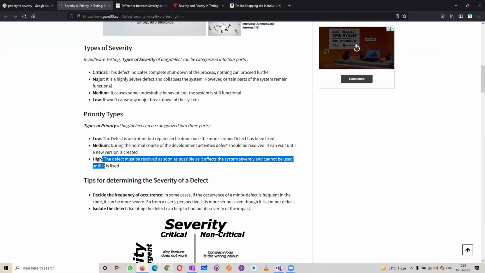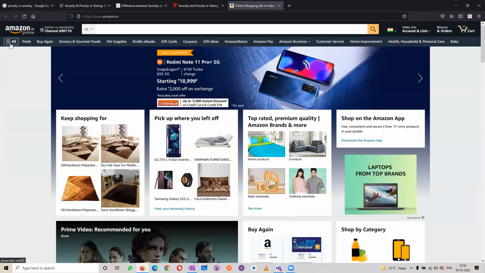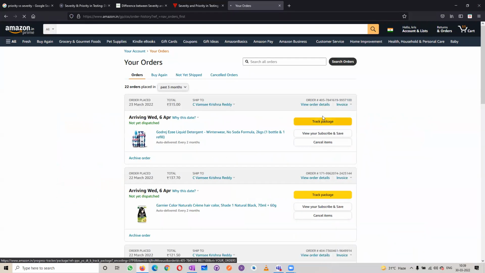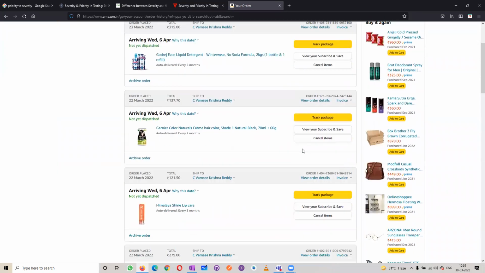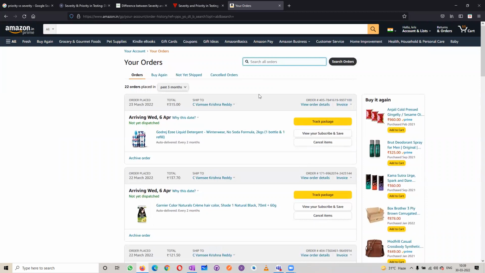For an example, I went to the Amazon site, I just clicked on this and it navigated here, and here I'm not able to search. Search is a very important functionality. But still, this is not a showstopper. I can go live and immediately I can fix this particular bug. This is not a navigation issue. This is something which is really important, but it can sustain until the next release. That is what medium bugs are.